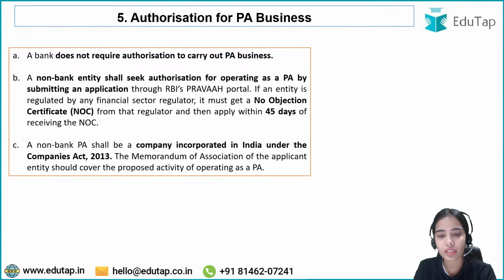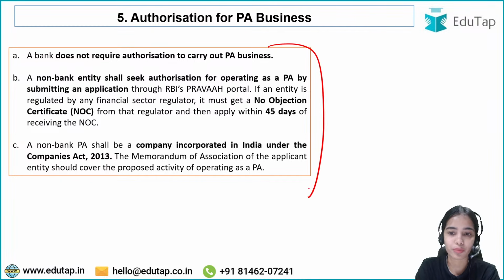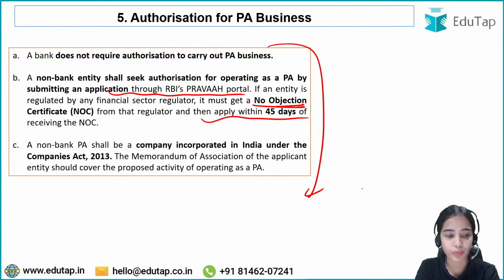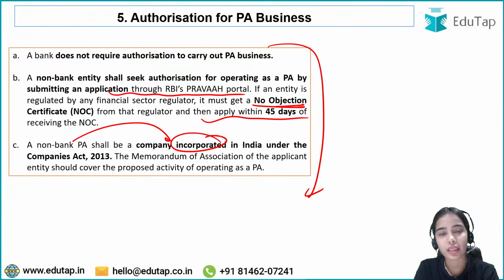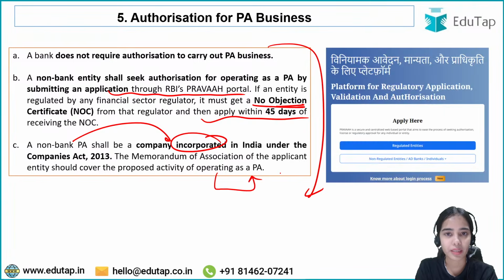Authorization norms we have discussed, that for authorization these guidelines have to be followed. A bank does not require authorization to carry out payment aggregator business. The non-bank entity has to get the authorization under the new master direction, for which they can send the application through the Prava portal. A no objection certificate has to be taken from the regulators and then apply within 45 days of getting the no objection certificate. Non-bank PA shall be a company incorporated in India under the Companies Act 2013, and in the memorandum of association of the company they should have the norms for operating as a PA.